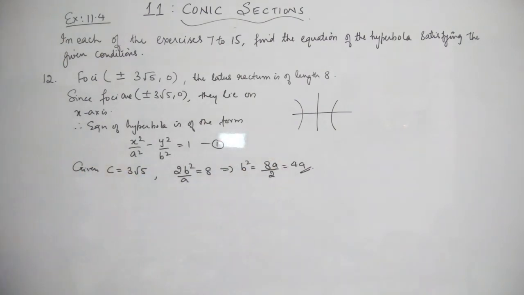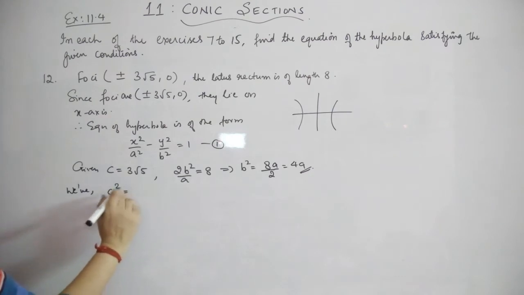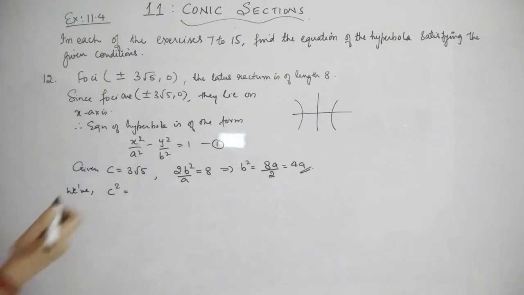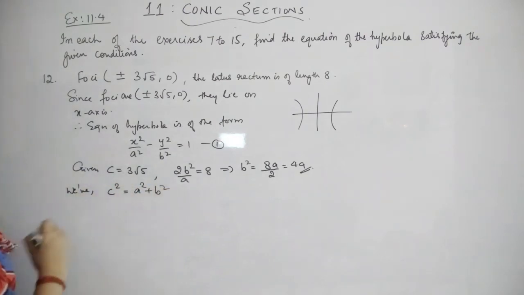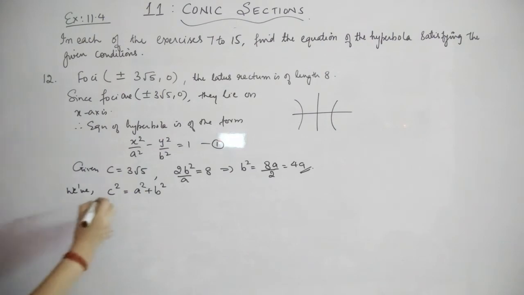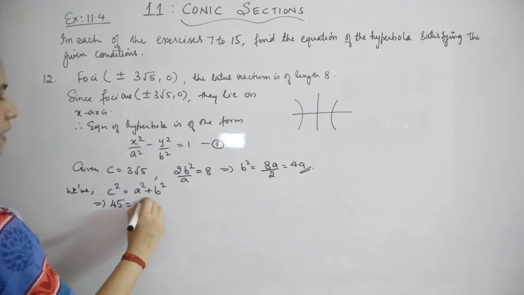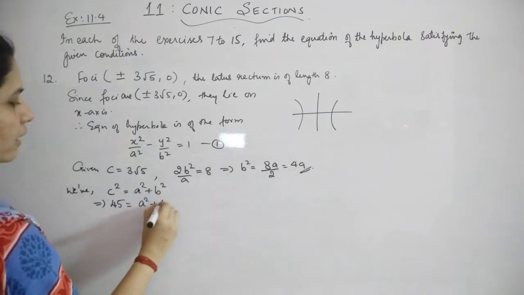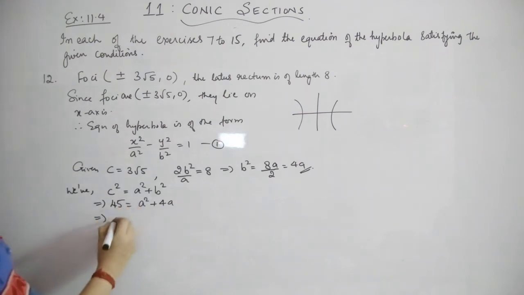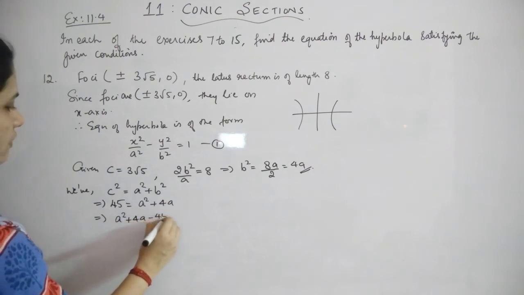In order to find out the value of b square, it will be helpful first to find out what is a. For that we will use a relation connecting a, b, c. What is that? We know that c square is equal to a square plus b square, or else you can say that b square is equal to c square minus a square. Replacing the values which you know, c is 3 root 5, so c square is 3 root 5 the whole square, which will give you 9 into 5, 45, is equal to a square plus, and we will replace b square as 4a, so that you are getting actually a quadratic equation in a. So you will get a square plus 4a minus 45 equal to 0.